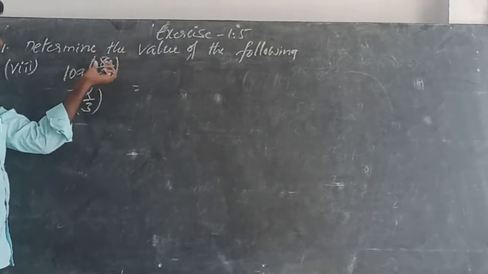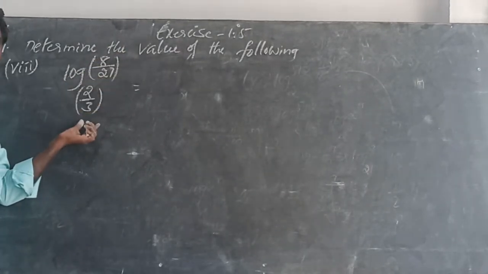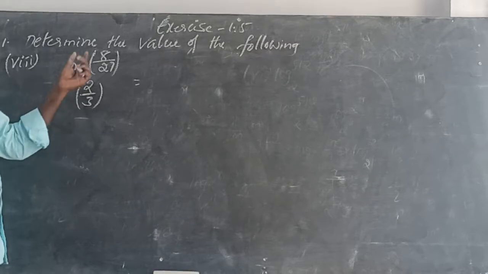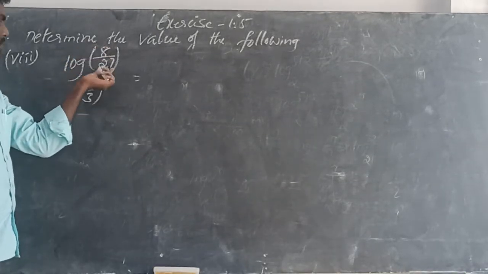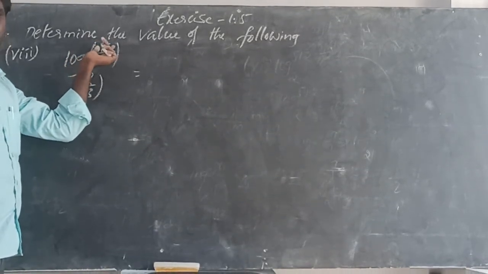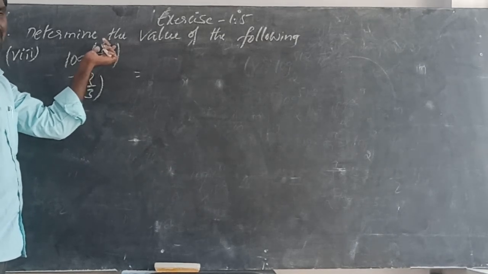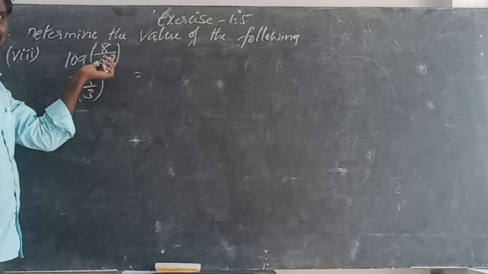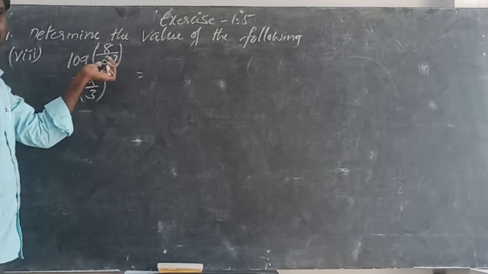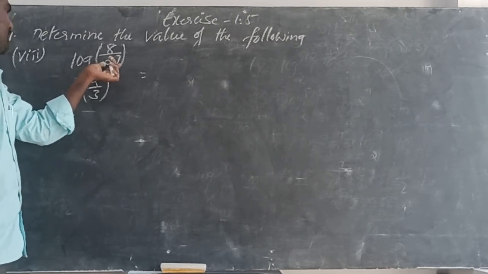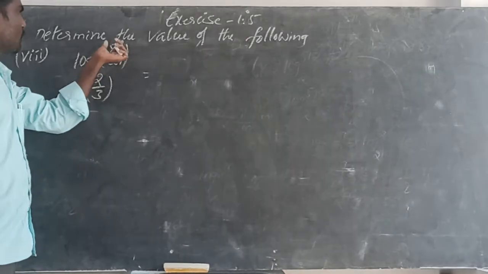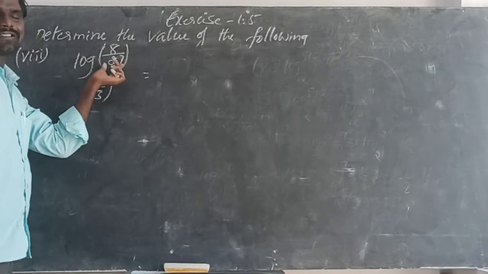Log 8 by 27 base 2 by 3. Okay, so here the number is 8 by 27. 8, how can we write it? 2 cube. 2 into 2 into 2. 2 twos are 4, 4 twos are 8. 27, how can we write it? 3 into 3 into 3. 3 threes are 9, 9 threes are 27. So 8 we write as 2 cube, and 27 we can write as 3 cube.